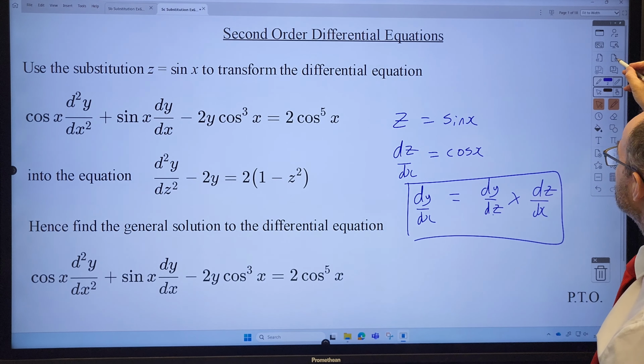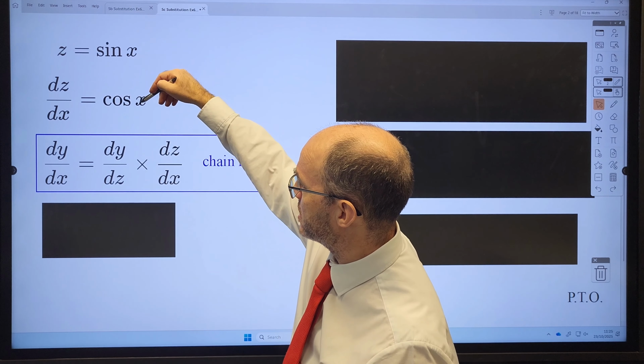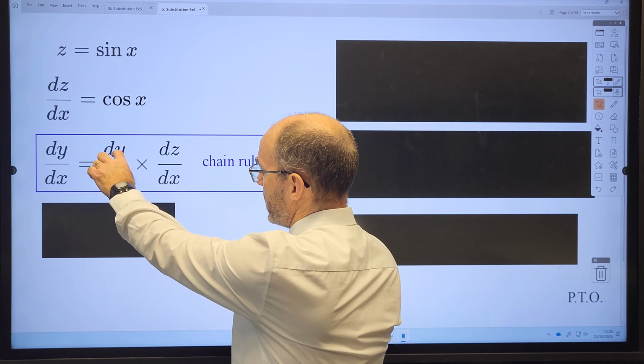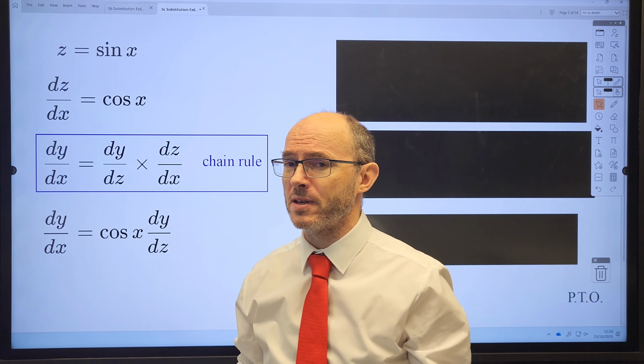So, over the page, I've just written it up neatly. That's the chain rule we're using, and we need to set about finding dy dx. Now, dz dx is just cosine x, so I'm going to replace that there. So, dy dz times cosine x, that's pretty much it. That's dy dx done.